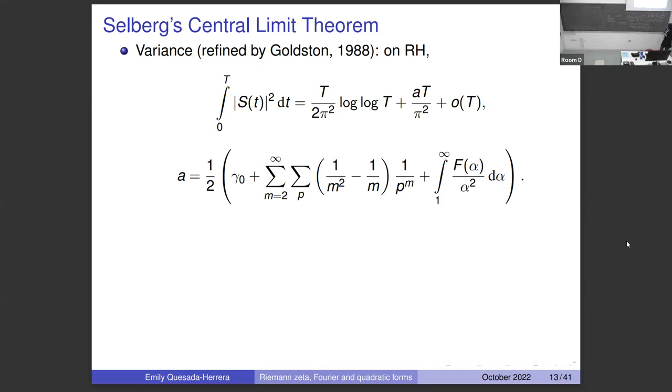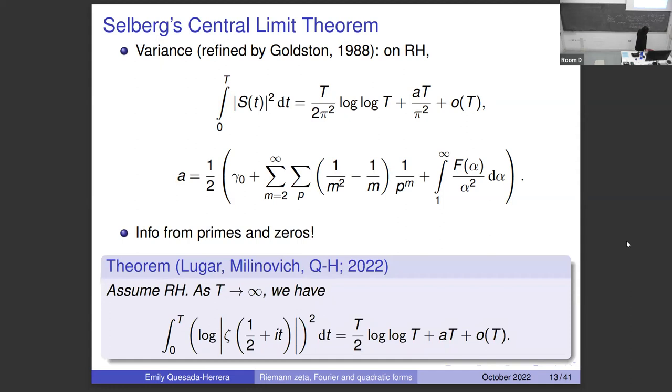For the information on the zeros, it's codified in this function f. This is Montgomery's function for the pair correlation that I mentioned before. So this has information on the zeros. And we can try to do the same for the real part of the logarithm to see if there is any difference. We did this recently, but it turns out that the answer is the same.